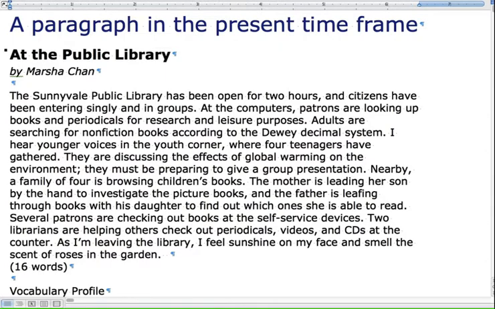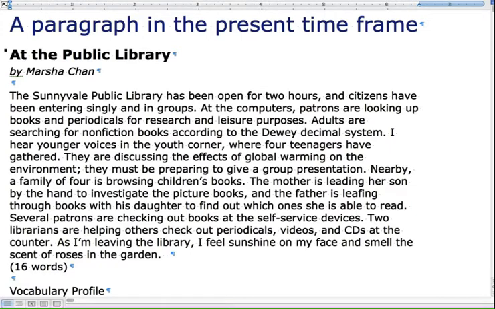Today we're going to take a look at a paragraph in the present time frame using different present tenses. We'll examine it for vocabulary and grammar and sentence structure. This one is called At the Public Library.